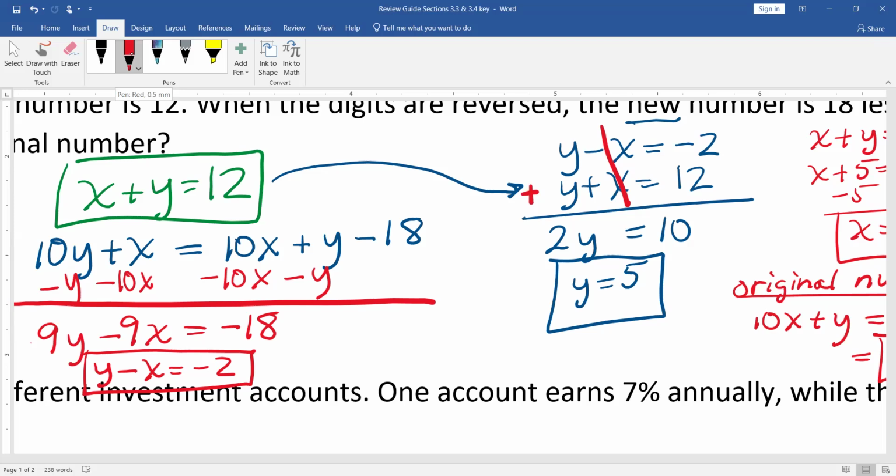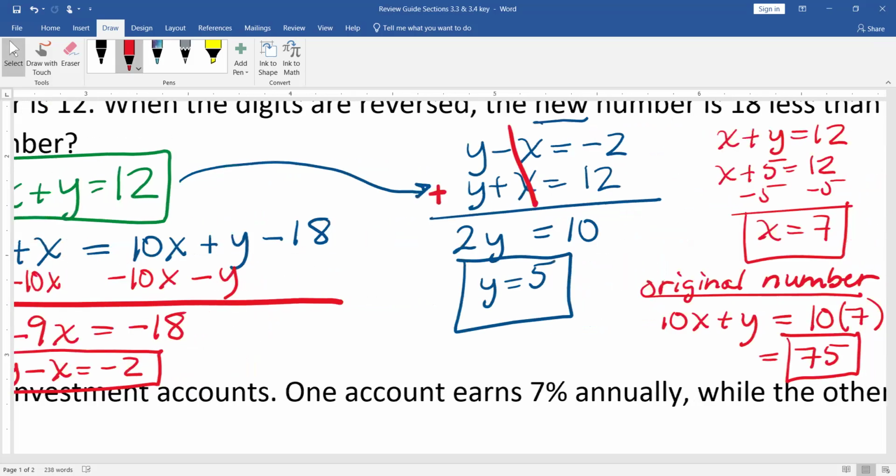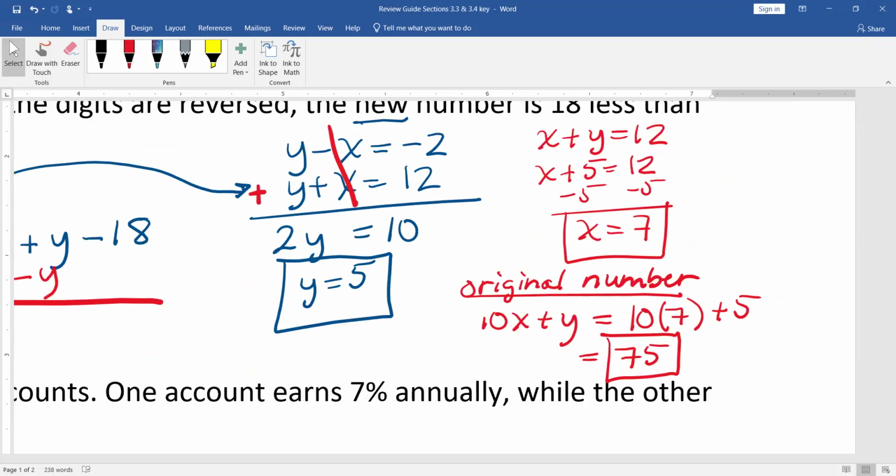So then I'm able to solve for Y. Y equals 5. Once you know your Y, it's very quick. I just plugged it into the X plus Y equals 12. So Y is 5. X plus 5 equals 12. Subtract 5 from both sides, and I get X is 7. Now, we have to go back and put those together to create our original number, which is what we're asked to find. The X went in the tens place, so that's your 7. And the 5 went in the ones place. So you end up with the number 75.